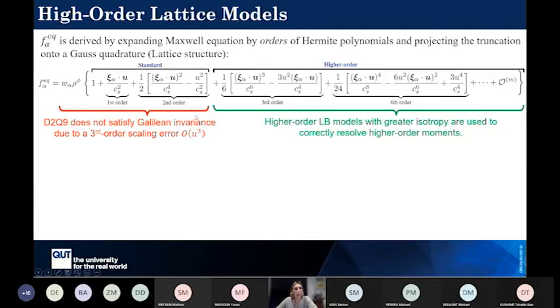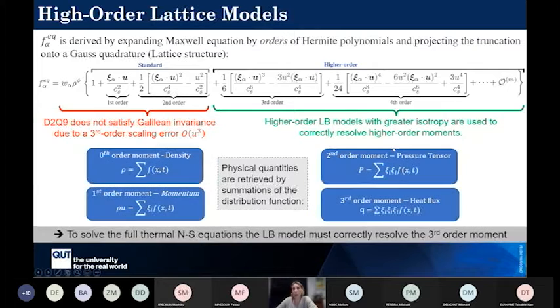Now, as I said, if we only look at this second order accurate standard lattice structure, they don't satisfy the Galilean invariance, and they've got a third order scaling error. That means we won't be able to retrieve all the moments of the macroscopic scale. If we increase the order of accuracy to the third and fourth order, then we can have greater isotropy recovered, and then recover those higher order moments.